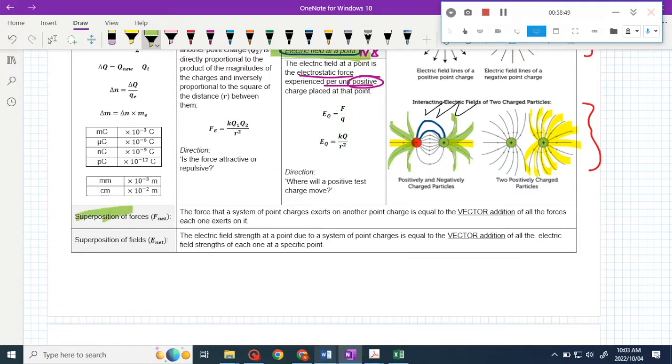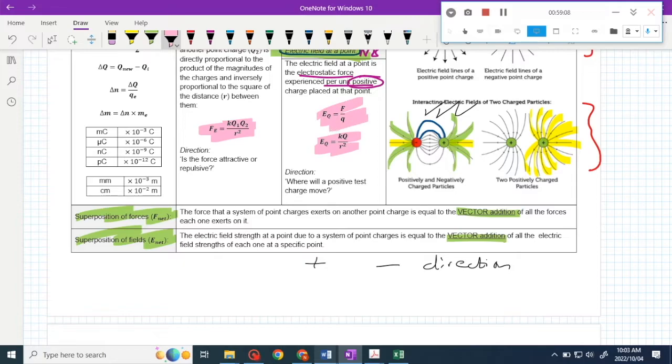Remember, when you add together the electrostatic force or the electric field, it is vector addition. So when it's vector addition, we take into consideration positive and negative direction. But when you plug into this equation or this equation or that equation, you only plug in the magnitude of the charges. Because to determine direction, you don't use the formula. To determine the direction of the force, you say, is it attractive or is it repulsive? To determine the direction of the field, you say, where will a positive test charge move?